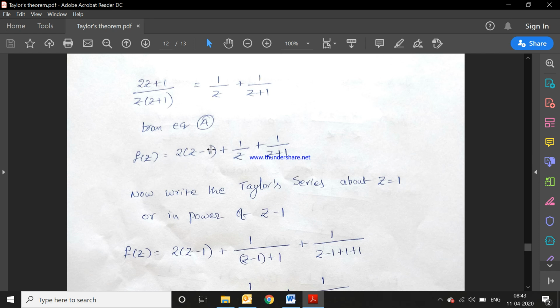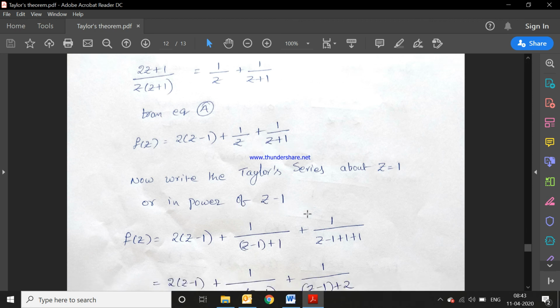From equation A, what do we have to write? f(z) = 2(z − 1) + 1/z + 1/(z + 1). Now write the Taylor series about z = 1, or in powers of z − 1. In powers of z − 1 means how can we write it? Already one term is in terms of 2(z − 1).